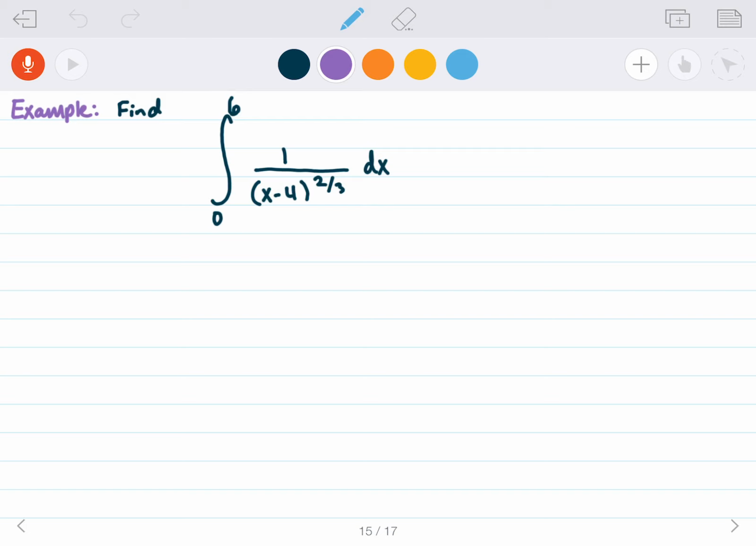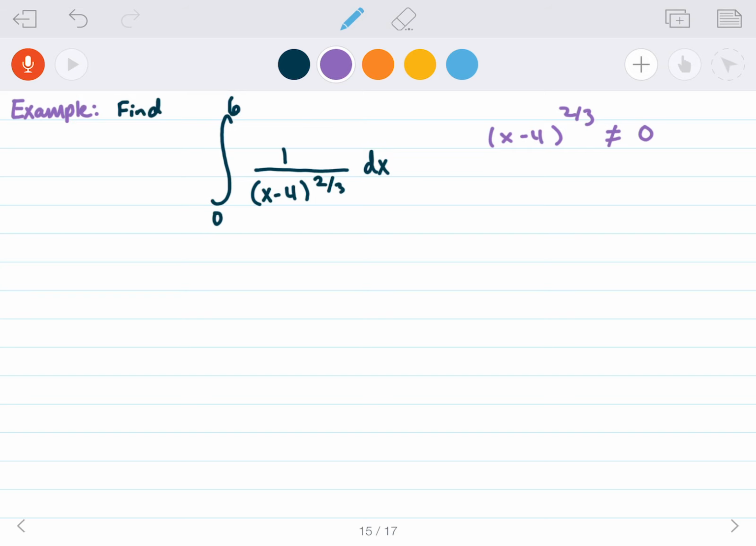So we want to integrate the function 1 over (x minus 4) to the 2/3 from x equals 0 to x equals 6. So there's going to be an issue here, and that issue happens with the denominator. Remember, we can't have a denominator equaling 0. So our little equation here is (x minus 4) to the 2/3 can't equal 0.